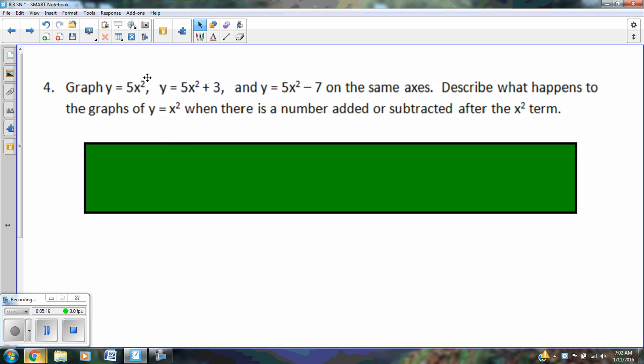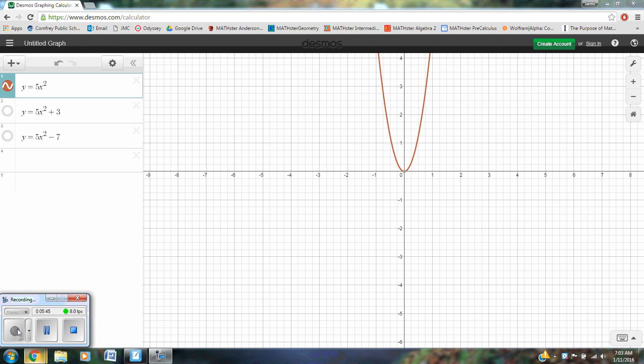Example 4, graph y equals 5x squared, 5x squared plus 3, and 5x squared minus 7 on the same axes. Describe what happens to the graph of y equals x squared when there's a number added or subtracted after the x squared term. So what's important here isn't this 5 out in front, because the 5 doesn't change. What's important is this plus 3 and this minus 7. So let's see what happens on the calculator.